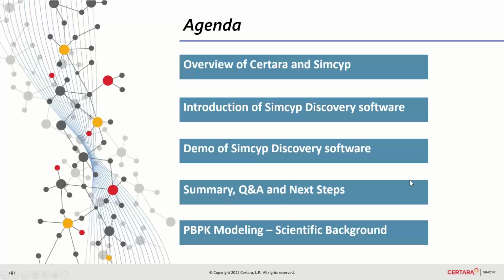So our agenda today is as follows. We're going to provide an overview both of our company and of Simcyp and the wider organization. We are going to talk briefly about the new offering, which is Simcyp Discovery, and then we will play a brief demo highlighting some of the key features of Simcyp Discovery. And then we'll have a brief summary regarding the new product, and a brief Q&A session, and also discussion of potential next steps.